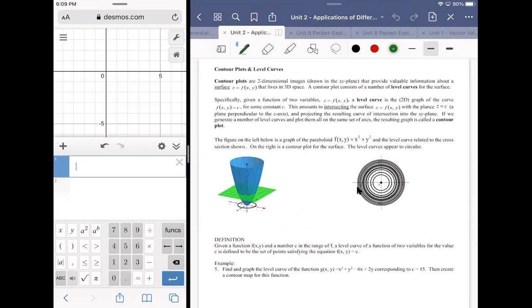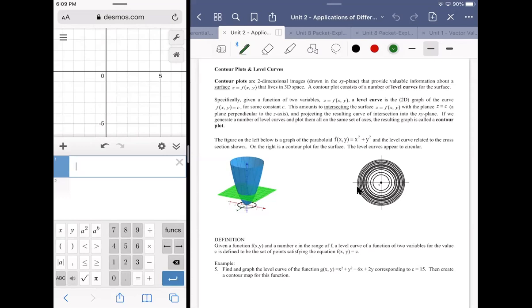If we slice through a surface with a plane in the form z equals some constant, parallel to the XY plane, then that intersection creates a curve, a two-dimensional curve. The collection of those two-dimensional curves is what's known as a contour map or a contour plot. Each one of those individual curves is a level curve.